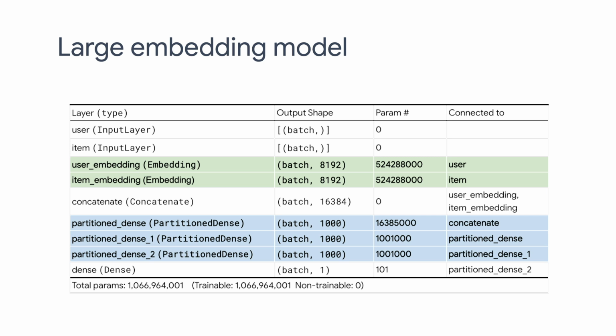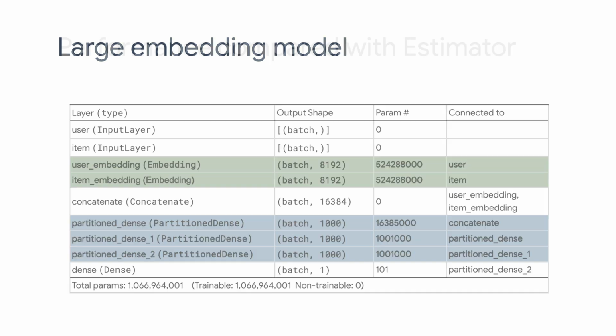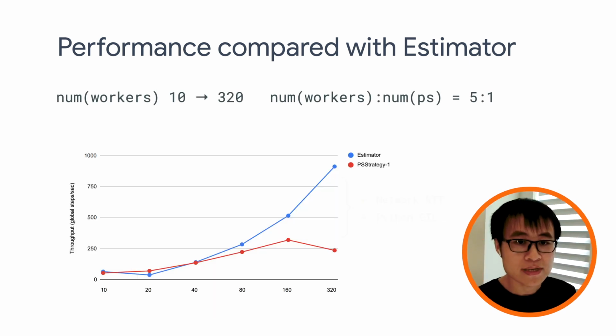The embedding model we tested here has 2 embedding layers, a user and item embedding, followed by 3 fully connected dense layers. There are a total of more than 1 billion trainable parameters in this model. So we measure its performance with different cluster sizes and compare them with the estimator. Here is a preliminary result.